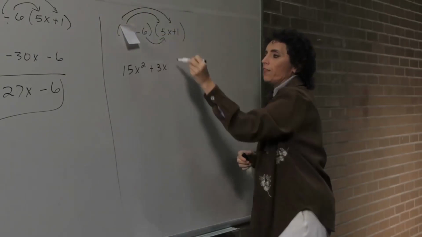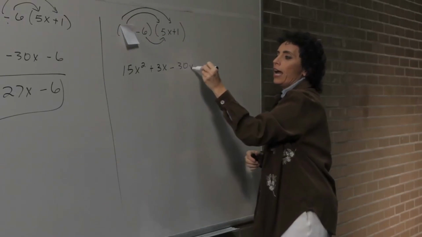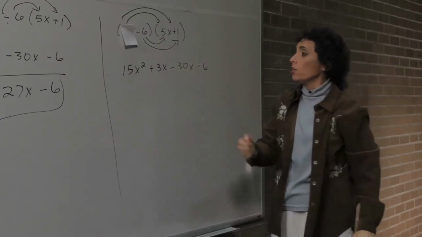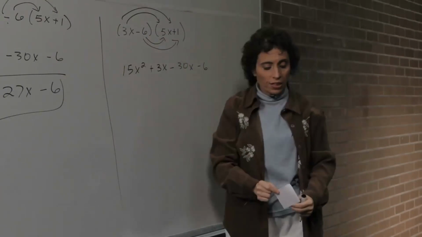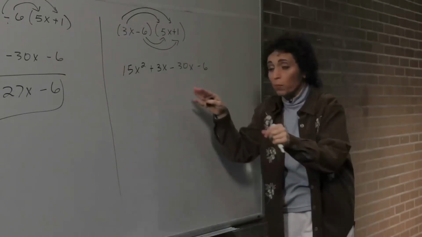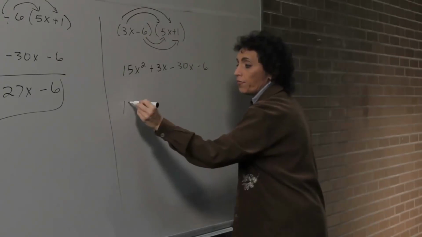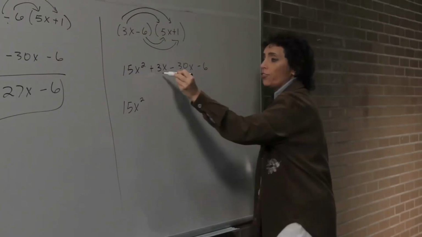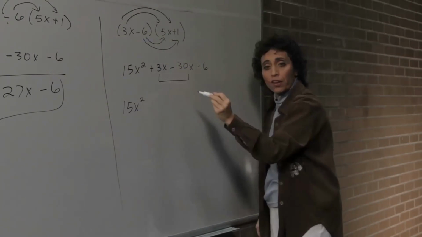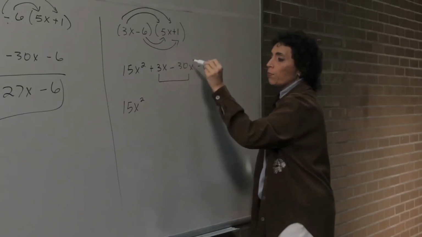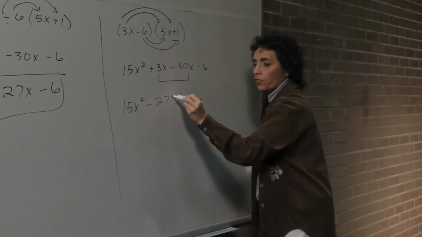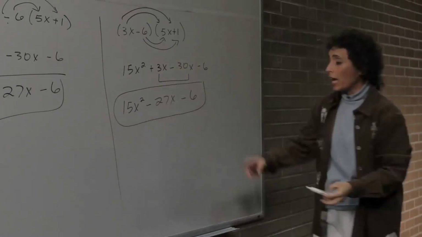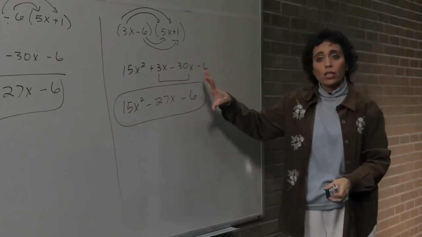Negative 6 times 5x is negative 30x. Negative 6 times a positive 1 is a negative 6. So that's how you do that. Now, once everything's attached by plus or minus, you combine like terms. So we have 15x squared. They have no friends, no other x squared terms. These two are like terms because they both share that x. So I have 3, but I owe you 30, so I owe you 27x's minus 6, because minus 6 has no friends. And that's it. That's your answer. So it's really very, very simple.